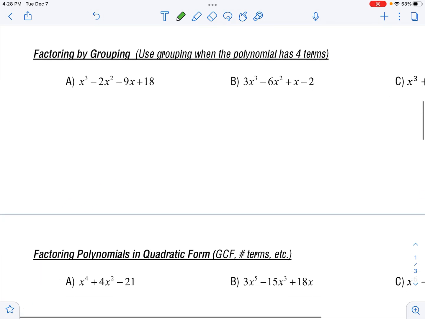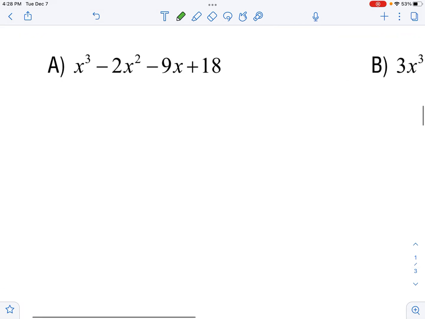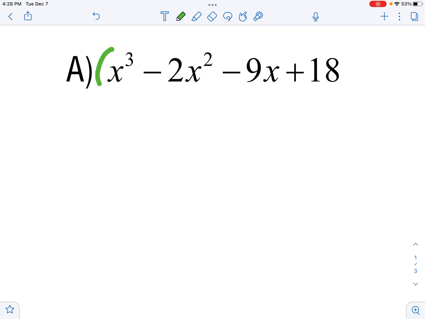Okay, next factoring method is for when you have 4 terms. So when you see a polynomial with 4 terms and the directions say factor, you are going to try to factor by grouping. So here's how factor by grouping works. You're going to group the first 2 terms together, and you're going to look for a GCF. So if you look, these 2 terms have an x squared in common, and then you're going to factor out that x squared, and you get x minus 2.